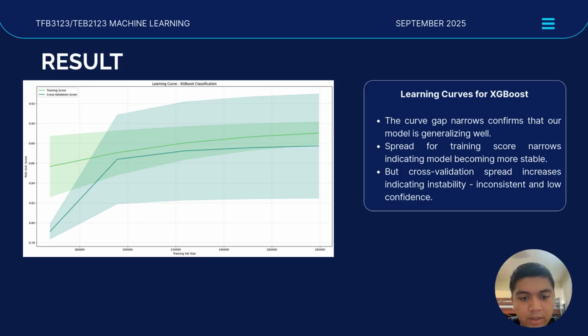Then we evaluated the stability and generalization of our models. For XGBoost, the curve gap narrows, which confirms that our model is generalizing well. Also, the spread for training score narrows, indicating the model is becoming more stable. However, the cross-validation spread increases, which indicates instability, which means inconsistent and low confidence.